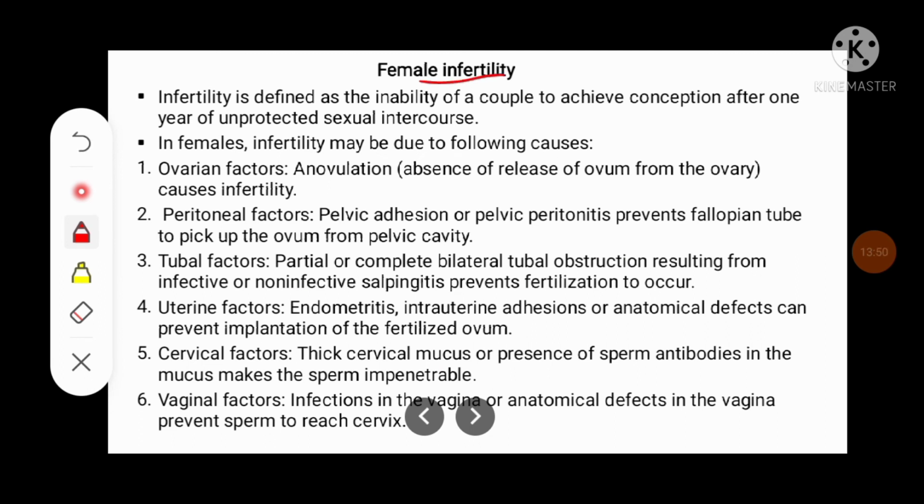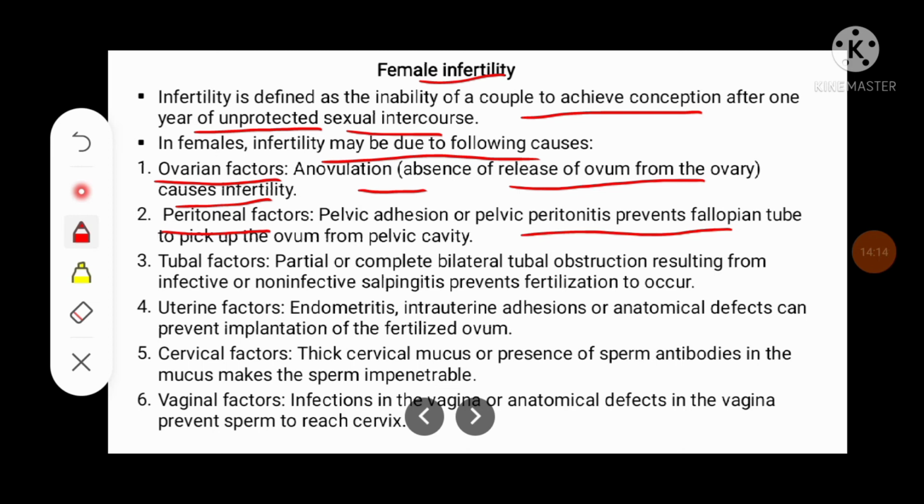Female infertility. Infertility is defined as the inability of a couple to achieve conception after 1 year of unprotected sexual intercourse. In females, infertility may be due to the following causes: ovarian factors, anovulation, that is, absence of release of the ovum from the ovary, causes infertility. Peritoneal factors, pelvic adhesion or pelvic peritonitis, prevent the fallopian tube from picking up the ovum from the pelvic cavity.